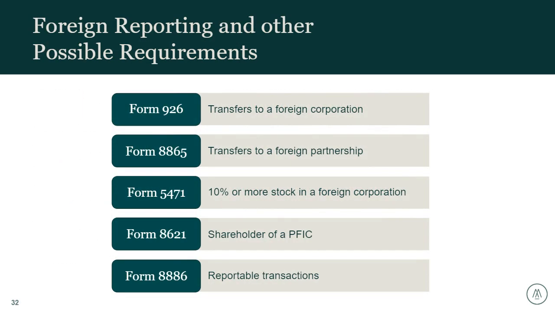All right, I think this is my last slide, but as promised, I wanted to touch a little more on the foreign filings. Here are the most common foreign filings that we see because a taxpayer, a tax-exempt in particular, is invested in alternative investments. The Form 926 is for transfers to foreign corporations, 8865 for a foreign partnership, and the 5471 for 10% or more stock in a foreign corporation. This is where I caution you if you're considering a blocker corporation: all three of these, but in particular the 5471, could come into play where you weren't expecting it.